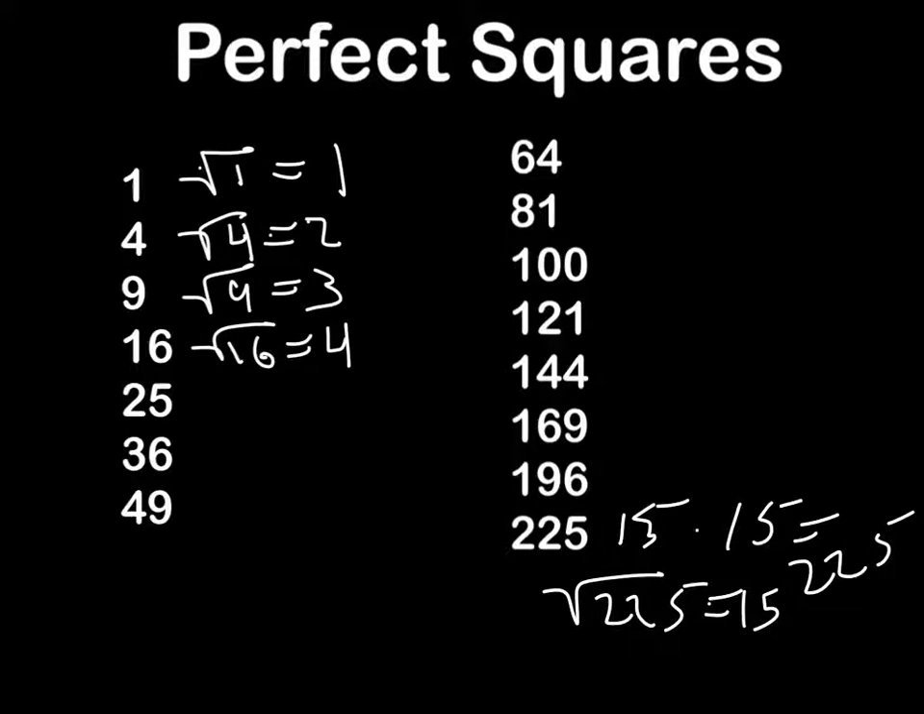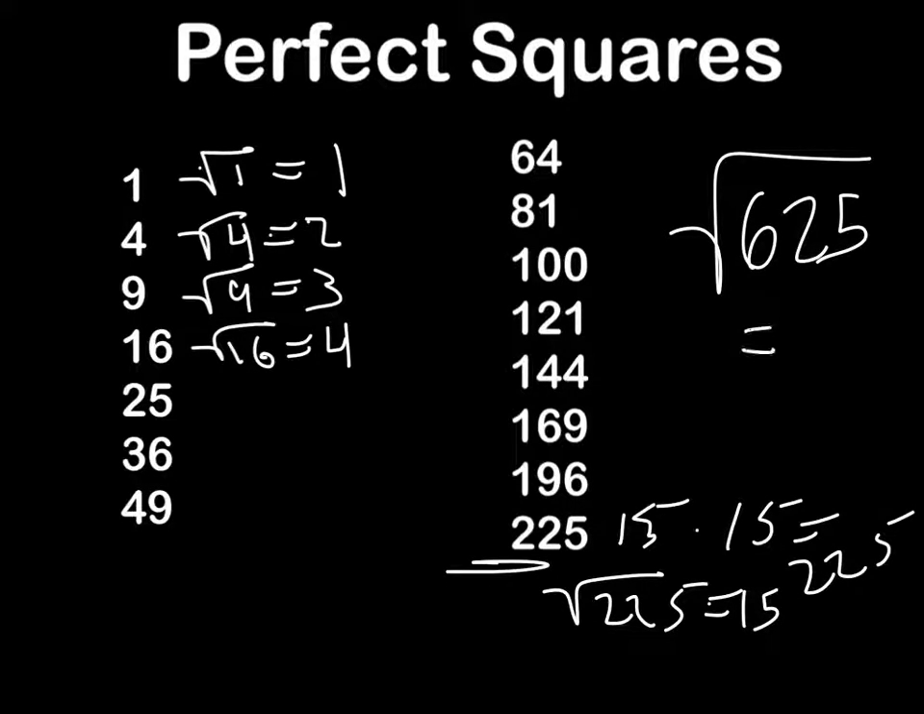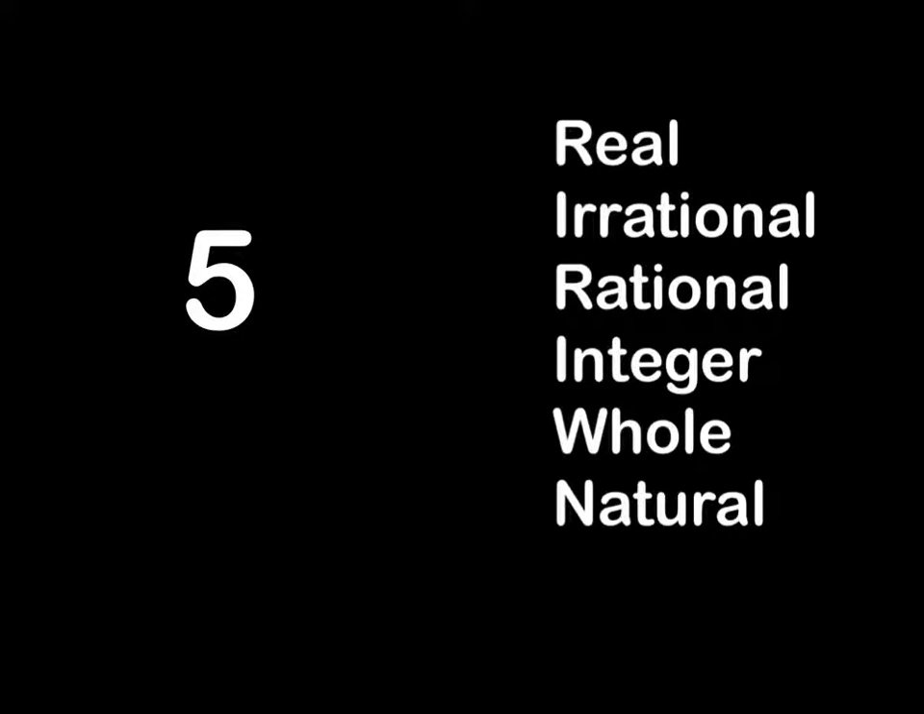You will want to memorize at least up to this level here. You may also want to memorize that the square root of 625 is 25, because they love to use that number on standardized test questions. Okay, let's talk about categorizing numbers.